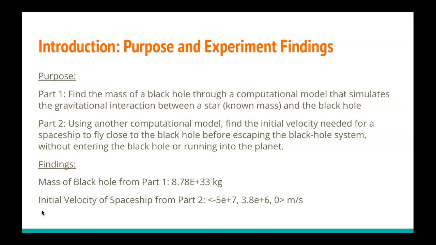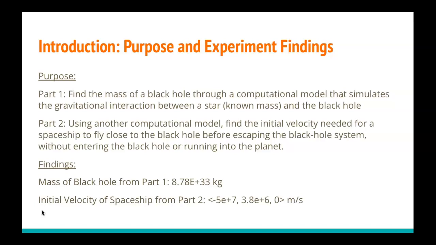The purpose of part 1 of the experiment is to find the mass of a black hole through a computational model that simulates a gravitational interaction between a star with a known mass and the black hole. In part 2, using another computational model, we will find the initial velocity needed for a spaceship to fly close to the black hole before escaping the black hole system without entering the black hole or running into the planet.